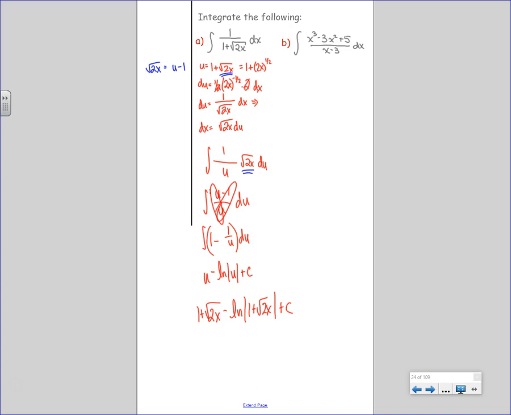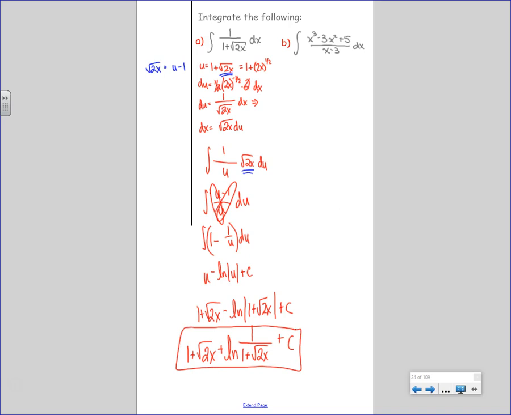Technically, they could have this little 1 get absorbed into the C. The 1 could disappear and it would still be legal. You'd have a new C, but I'll leave it for now. The only thing I will change is they could do this. Hopefully most of you realize why it's 1 over in the ln, because this is a negative 1 power.